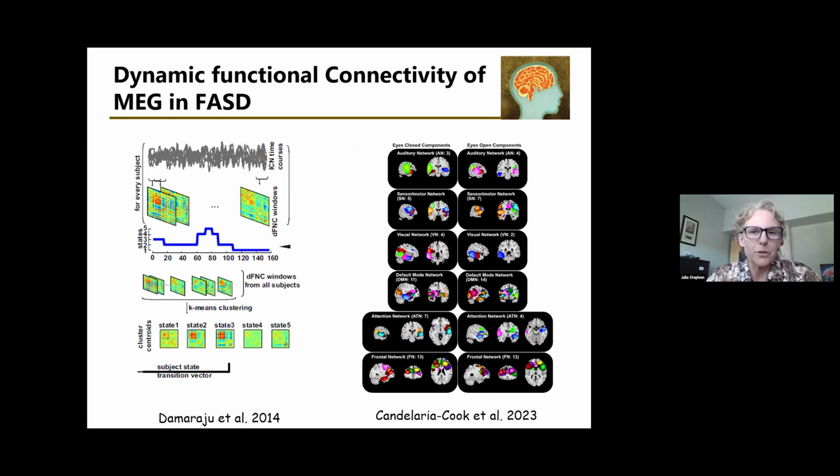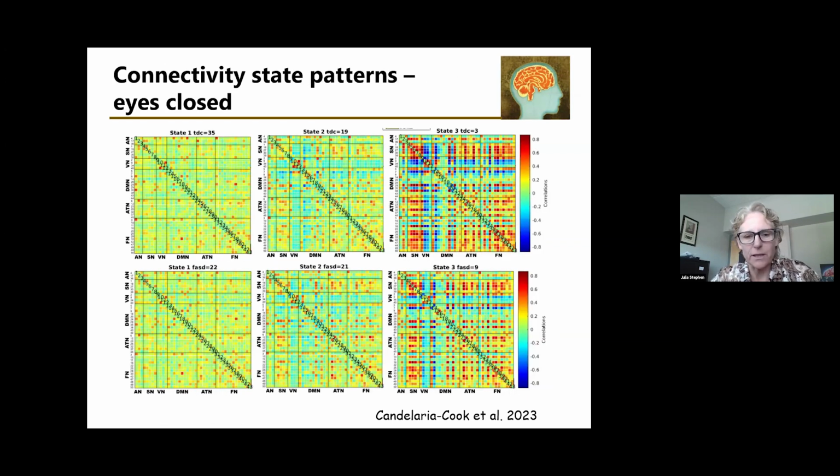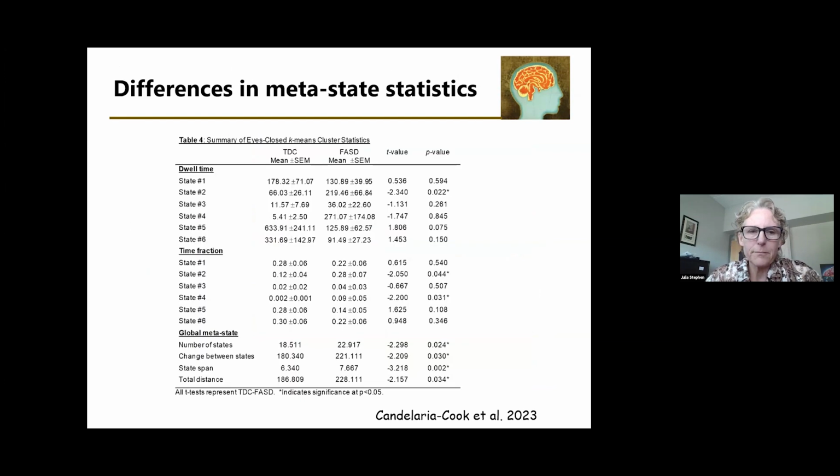We're also looking at functional connectivity using the same resting exam. And we can look at the functional connectivity in different brain regions. Using dynamic functional connectivity, you can essentially identify different states that the brain is in and see if there are differences in how the brain is evolving over time. There are many different metrics that you can get from this, but one of the things that I want to focus on is this change between states.